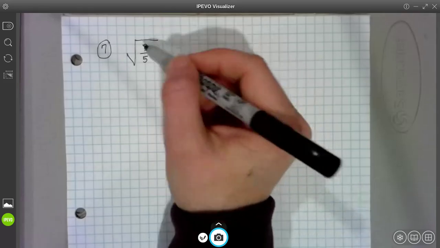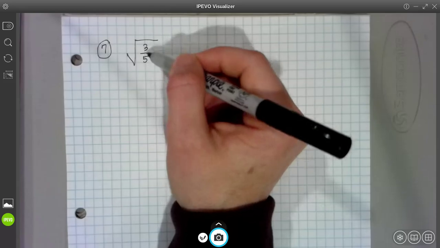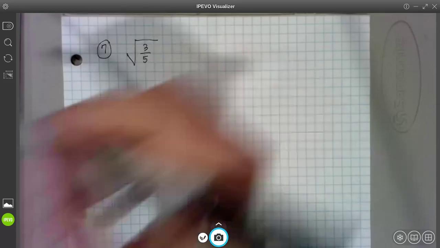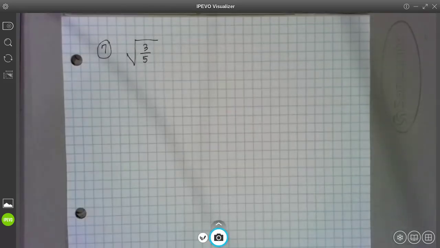There's nothing I can do. I can't take the square root of any of these numbers. 3/5 can't be reduced. It's a done deal. Technically, you're right. That is a done problem. The problem is math has all these little rules that make everything more complicated.